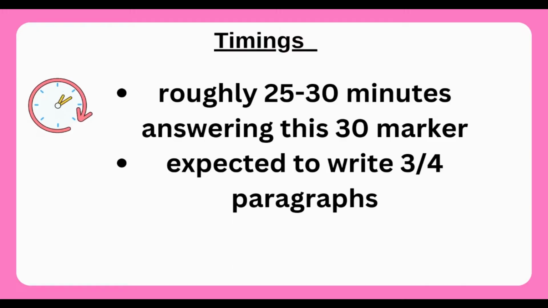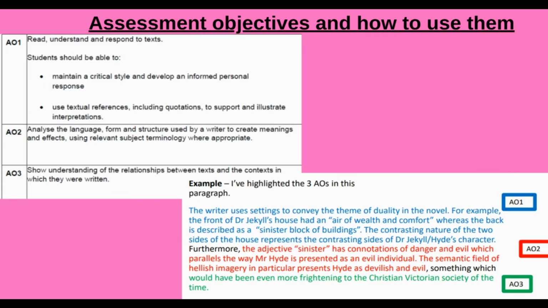So, in terms of timings, you should spend roughly 25 to 30 minutes answering this 30 marker, and you're expected to write between 3 to 4 paragraphs. Here are the assessment objectives, and you can see how I've used them. So, you've got AO1, AO2, and AO3. AO1 is practically just being able to make points, AO2 is practically using evidence and looking at the methods used, and AO3 is looking at context.